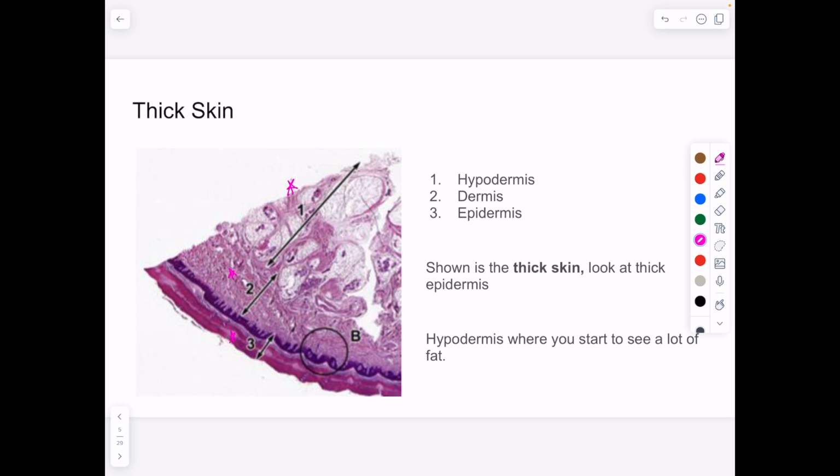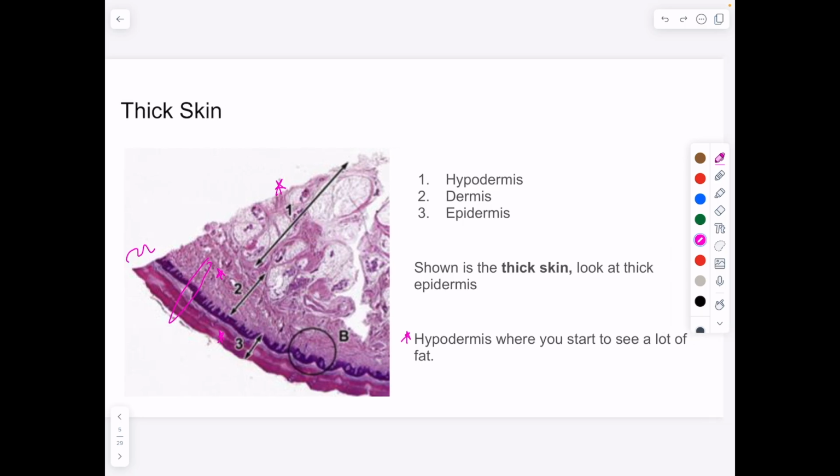All right, then we have, looking at our thick skin, the hypodermis region, the dermis region, and then the epidermis. How do we know that this is thick skin? Well, this is exceptionally thick. We also don't have any hair follicles that are obvious. And then one other thing to notice, the hypodermis is going to have our subcutaneous fat, so you can see a whole lot of fat, and that's a good sign that you're in the hypodermis.